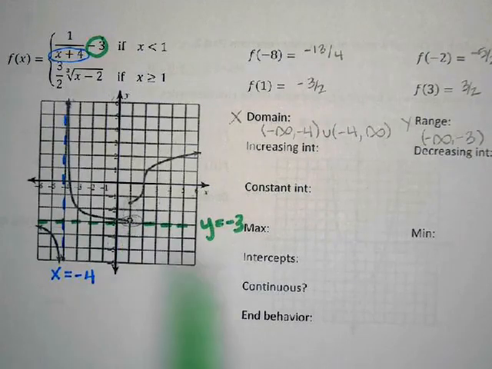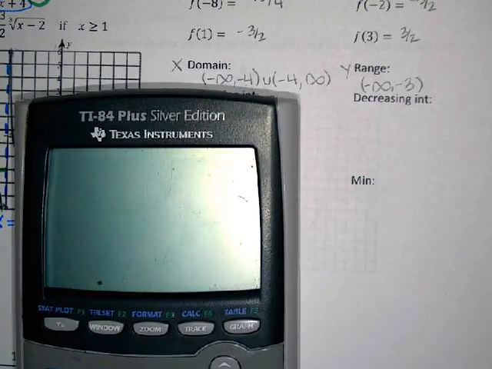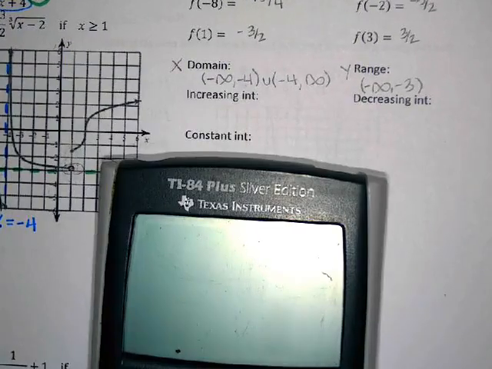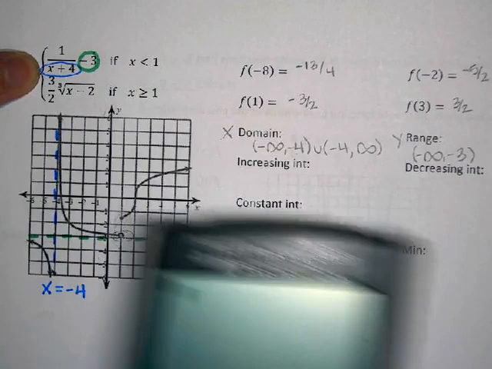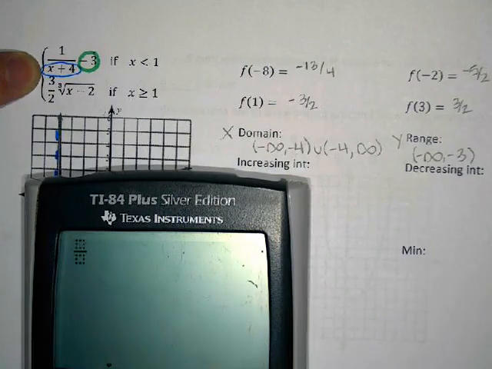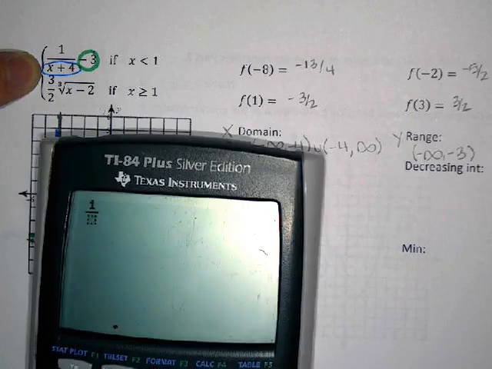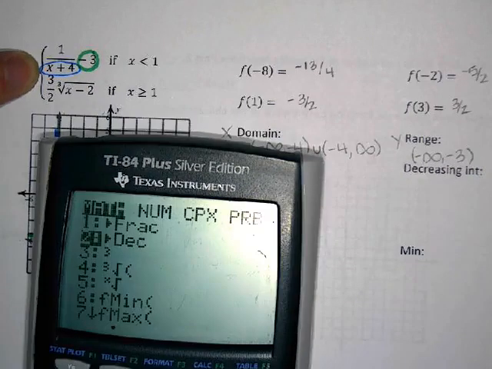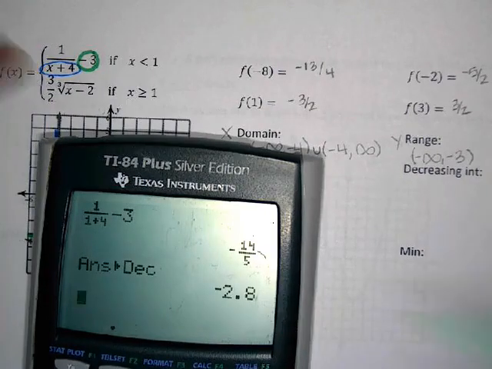So let's grab our calculators. I'm going to use the first portion of the graph. I'm going to plug in 1 over, and the x-coordinate is a 1, 1 plus 4, minus 3. Negative 14/5, or if you don't like the fraction, you can turn it into a decimal. I hit the math button, and I'm going to turn it into a decimal. Negative 2.8. So it doesn't get close to 3, it gets to negative 2.8, and then it stops suddenly.